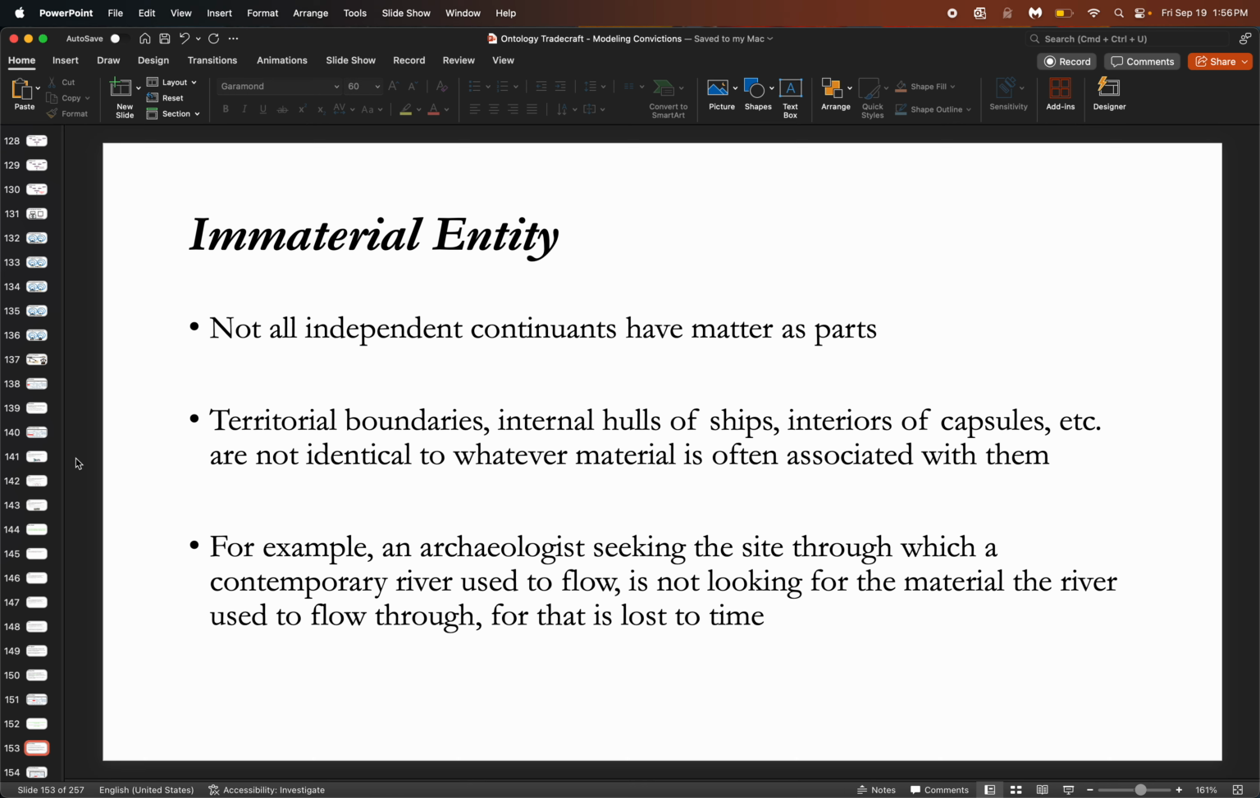Not all independent continuants have material or matter as parts, so territorial boundaries, the internal hulls of ships or capsules, they're not identical to whatever material is associated with them. An example here is an archaeologist might seek to find a site through which a contemporary river used to flow, but they're not looking for the material the river used to flow through. That's lost to time. They're not going to find the water or the sand. They're looking for something immaterial.